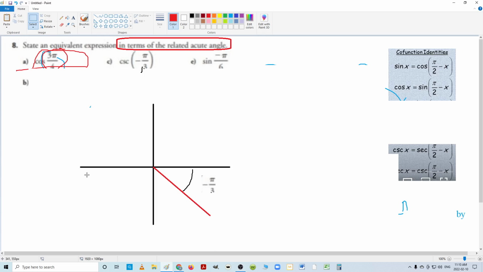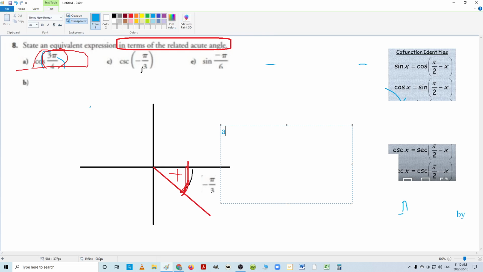Great. What are some equivalent angles in there? Well, I know that this is also the acute angle because it's there. Now, technically, the acute angle is always positive, so it's not negative pi over 3. But the acute angle equivalent is always positive. Therefore, the acute angle equivalent is pi over 3, but positive.